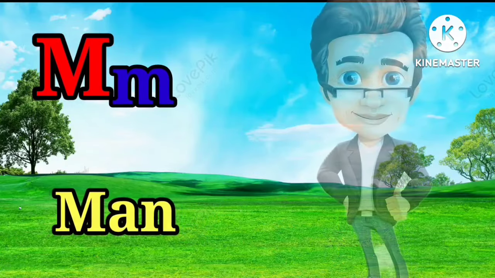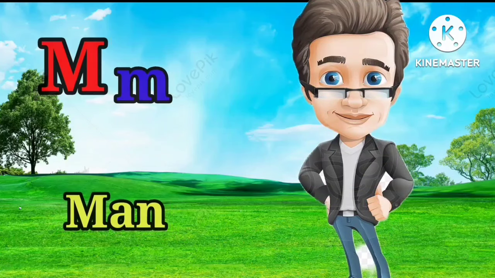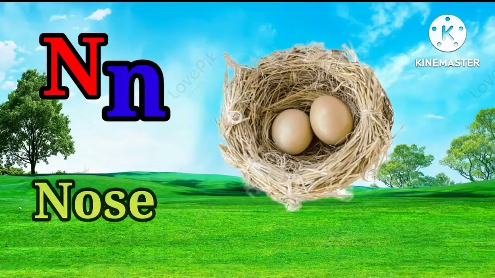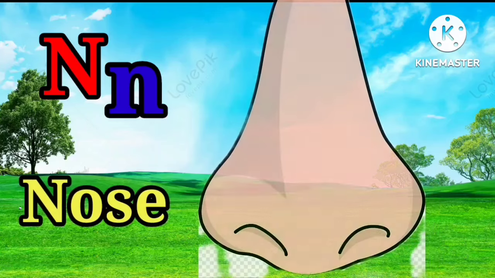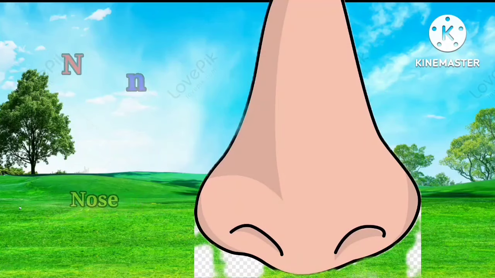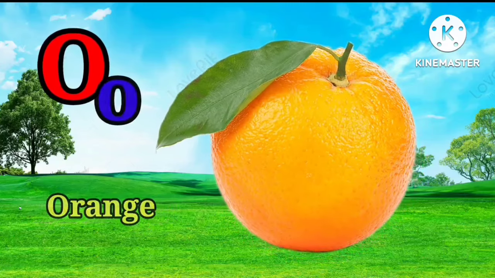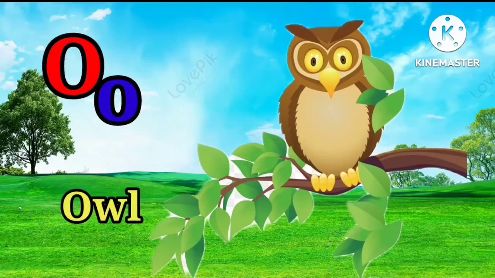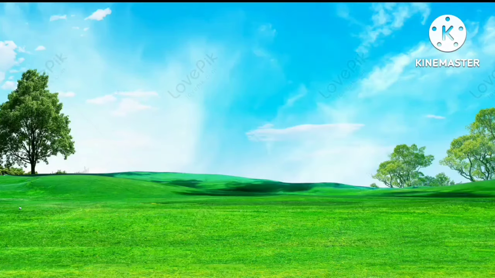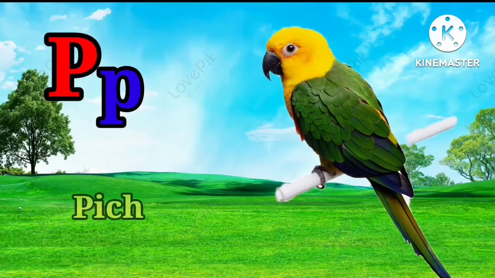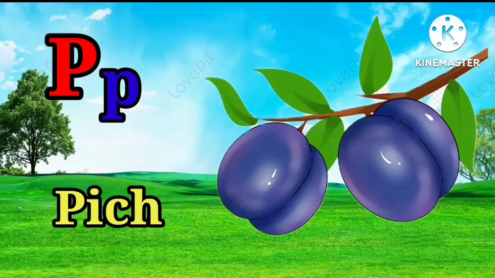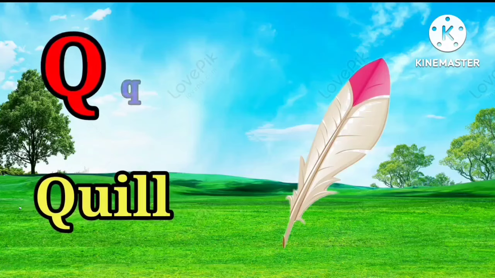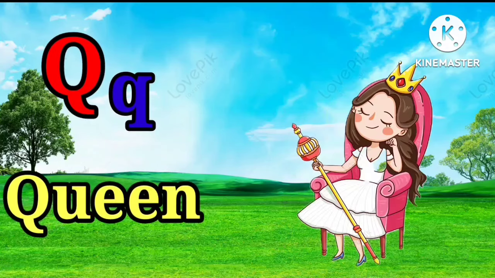M for monkey. M for man. N for nest. N for nose. O for orange. O for all. P for parrot. P for peach. Q for quail. Q for queen.